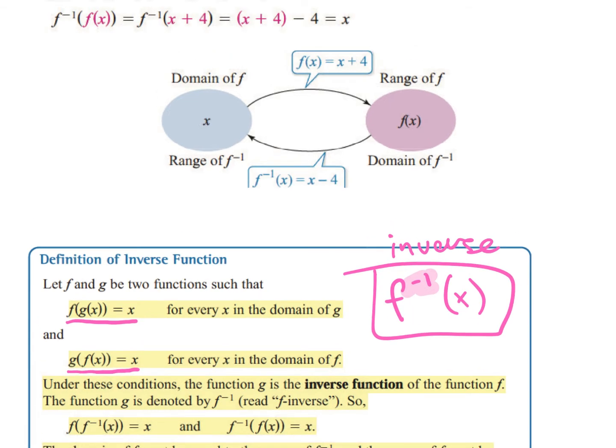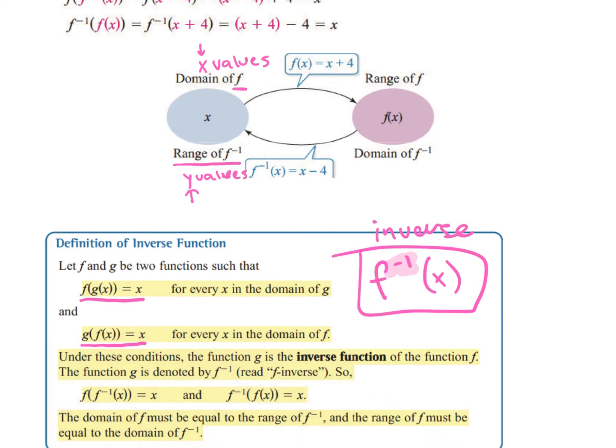And then if we look at this little box up here, this picture, the domain of f is the same thing as the range of f negative 1. And we know domain is x values and range is y values. So all the x values in our function end up becoming the y values. And you'll see how that happens when we find an inverse.